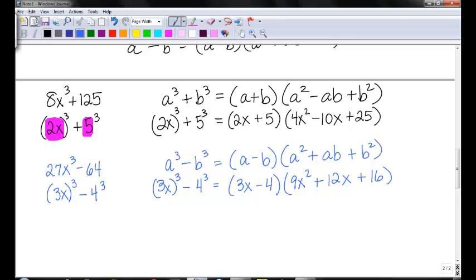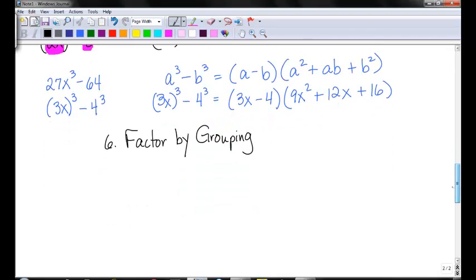Okay, then the last step, step 6, is factor by grouping. You probably didn't do a lot with this, but you did some. Okay, and I'm seeing this one show up more.